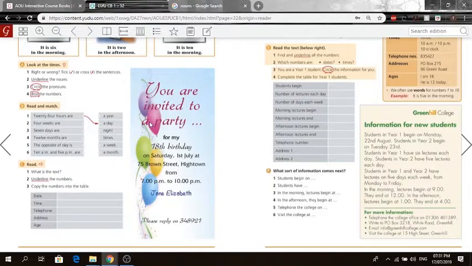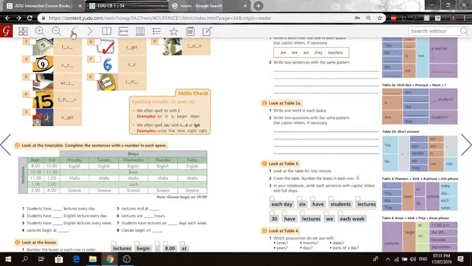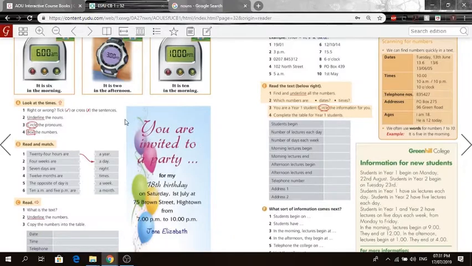You are invited to a party for my 18th birthday. What I realize is this is a date, just so you guys know. On Saturday, 1st July at 75 Brown Street, Hightown. So, this is an address. 7 p.m. to 10 p.m. Jane Elizabeth. You guys remember Jane from the previous exercise? We're going to use more information from this invitation right here. Oops, my bad. Here we go. Sorry. Okay.